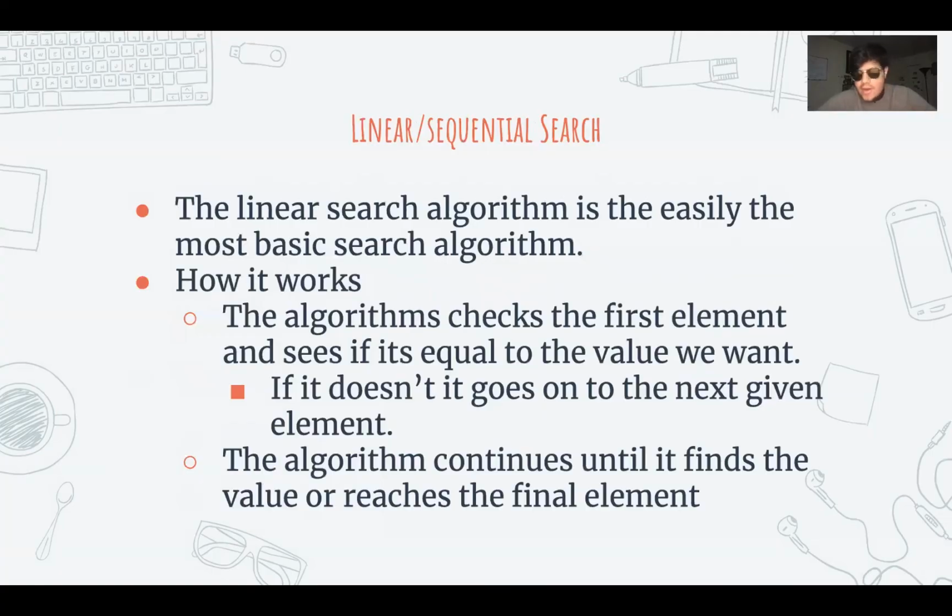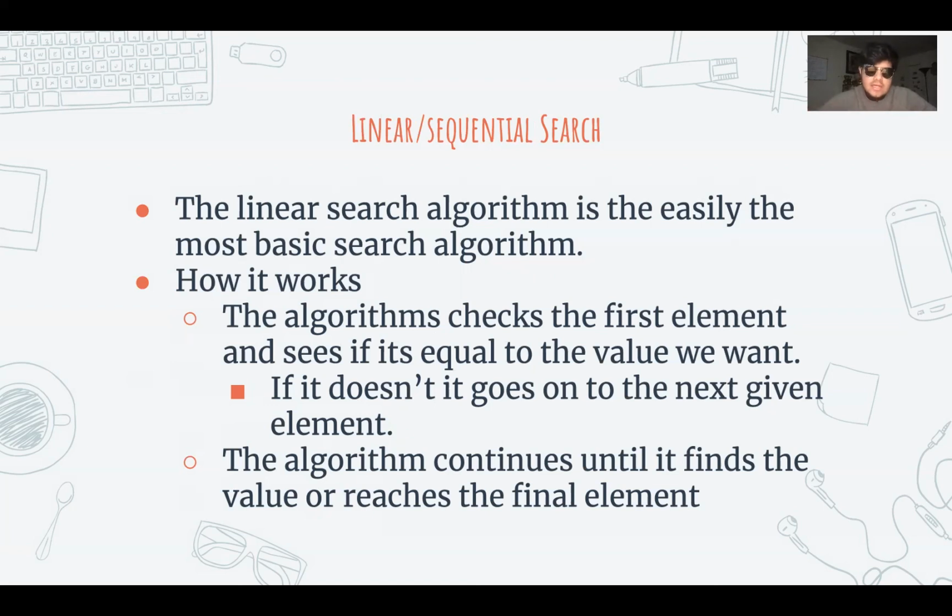So linear, otherwise known as sequential search, is basically your most basic type of search algorithm. How it works is the algorithm is going to check the first element it sees, and if it's equal to the value that we want, then it returns true, or the location where it's at, depending on what you want, right? And if it doesn't find the element, then it just moves on to the next one, right? So you're like, alrighty, let's look at this one. Alrighty, it's not that element. Let's move on to the next one, the next one, the next one.